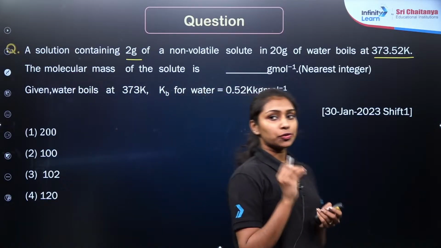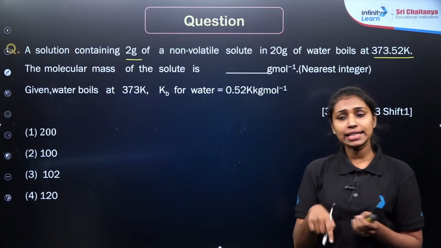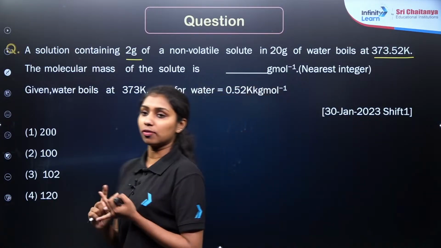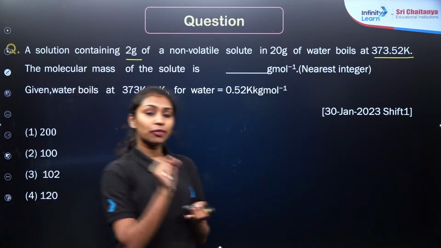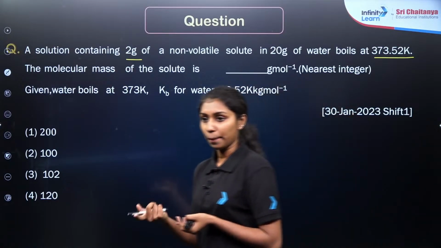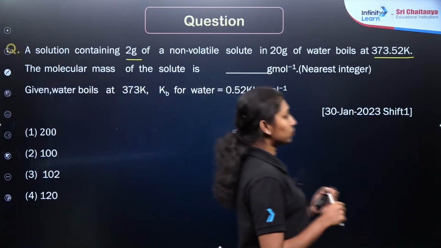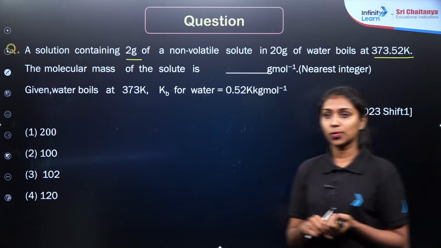Just apply the equation for elevation of boiling point. First you need to find the delta Tb value here. Tb and Tb naught values are already given here. From that you can identify the value of delta Tb. Then apply the equation delta Tb is equal to Kb into m. Then you will get the value of the molar mass of the solute. What will be the answer for this question?